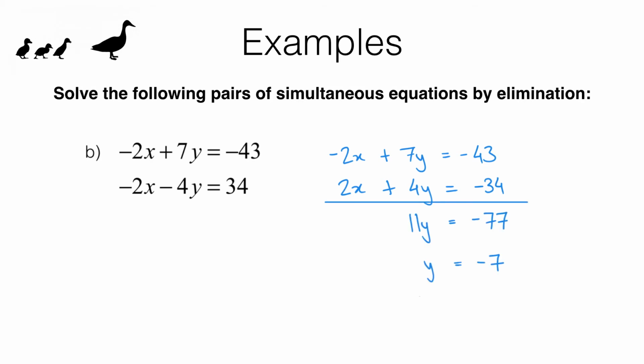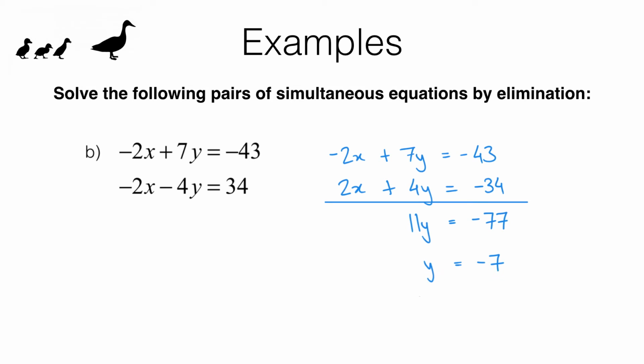Here's what you should have found. To start with, you should have got 11y on the left-hand side and negative 77 on the right-hand side. So if 11y equals negative 77, then y would just be negative 7. All we're doing to go from this line to this line is dividing each side by 11. Now, that's not the full solution set. That is just a value for y.